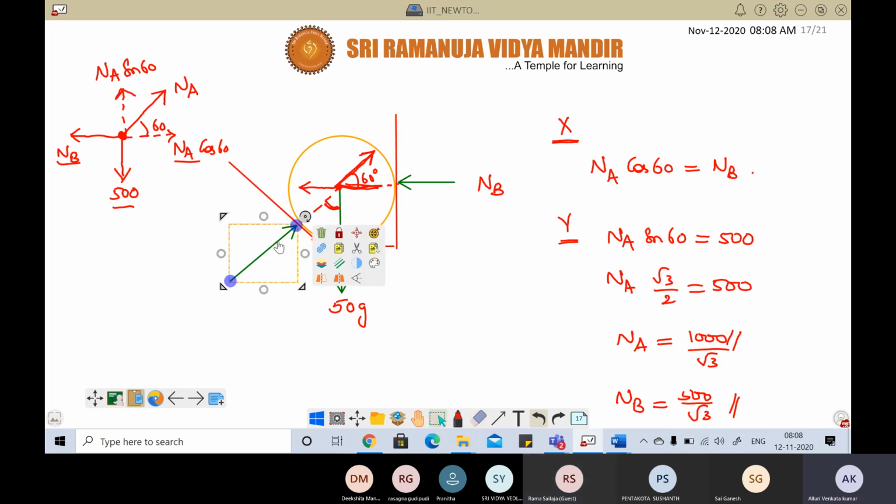Fourth quadrant means like this, correct? Like this you have taken, correct? Yes. Okay. So I'll clarify it here once again. See here. It's good that you asked this question.